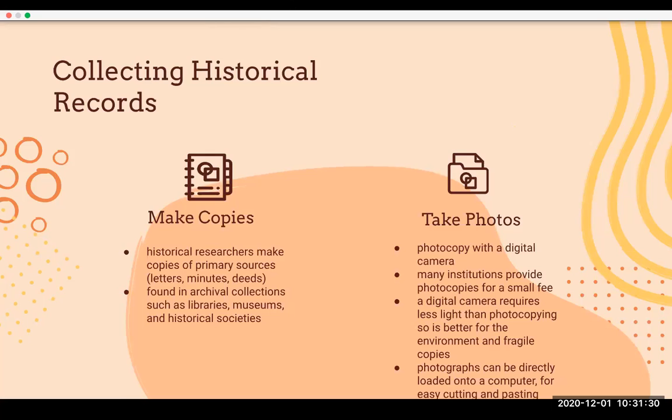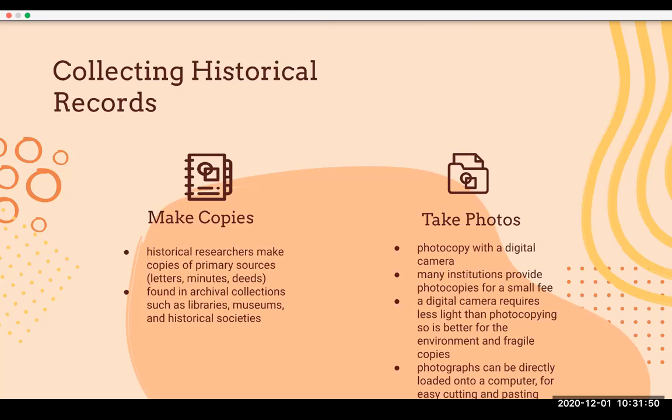Next are ways to collect historical records. So the first way is to make copies. Historical researchers make copies of primary sources, and they are found in archival collections such as libraries, museums, and historical societies. The second way is to take photos.